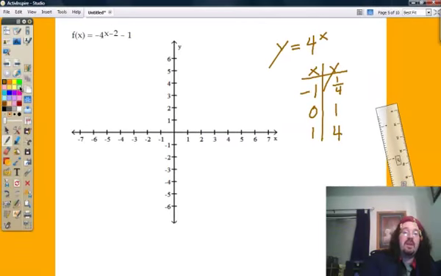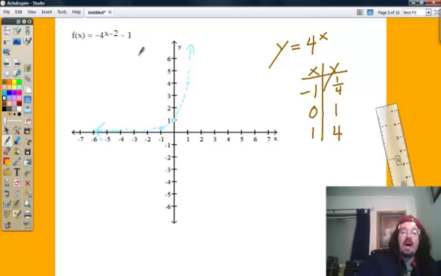And I'm going to use a very light shade to put those on my graph, because it's just the first step in a much larger process. So, (-1, 1/4), (0, 1), and (1, 4). And I'm going to use a very, very light line to connect those and make my curve. And also remember that you have a horizontal asymptote right there at the x-axis. I'm not going to draw that in because it's going to be moved eventually anyhow.